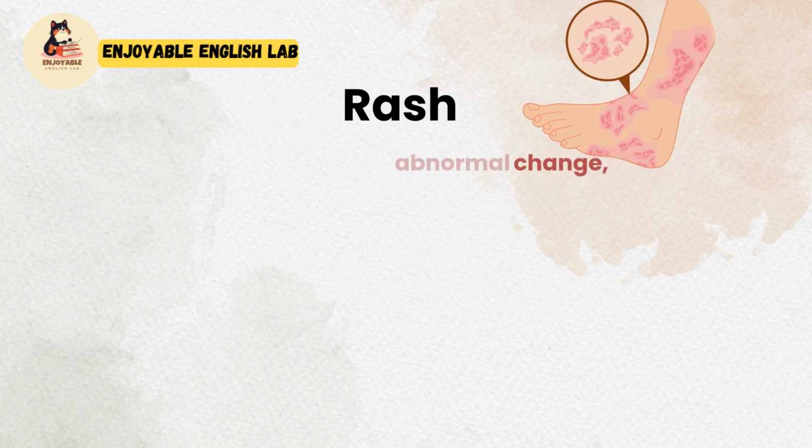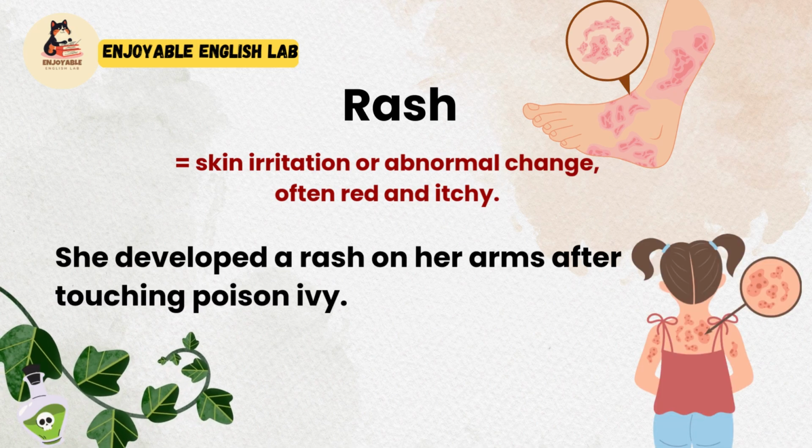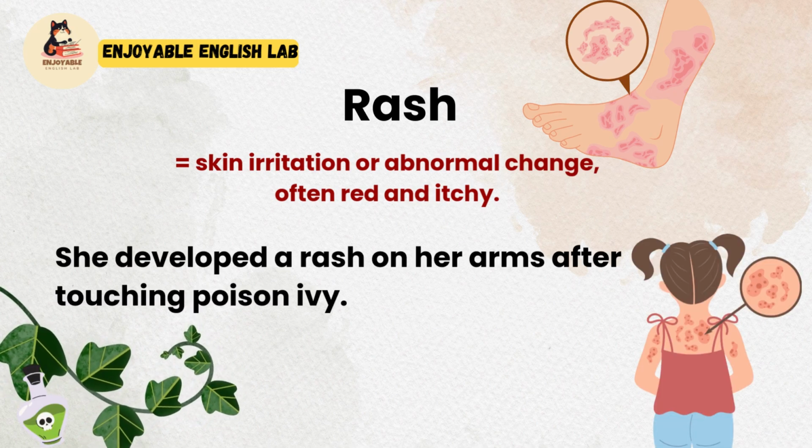Rash. A rash is skin irritation or abnormal change, often red and itchy. For example, she developed a rash on her arms after touching poison ivy.